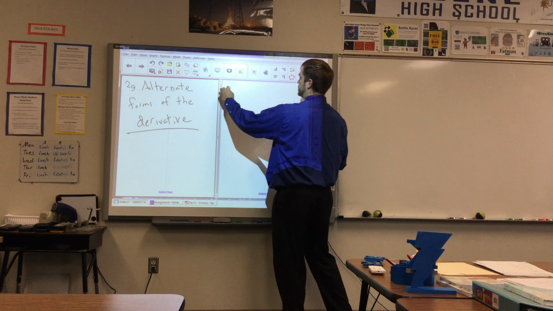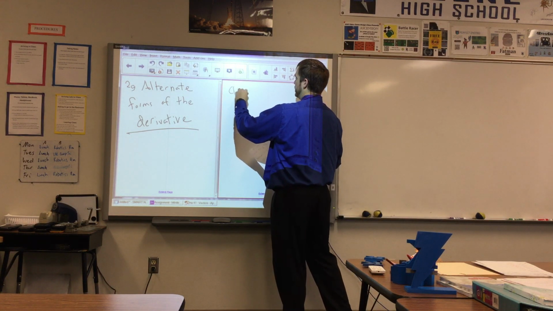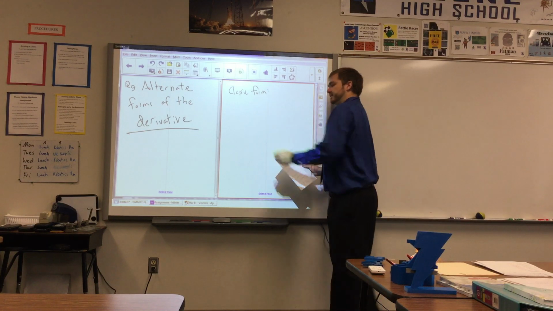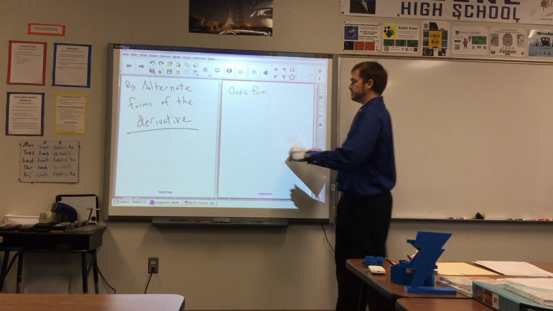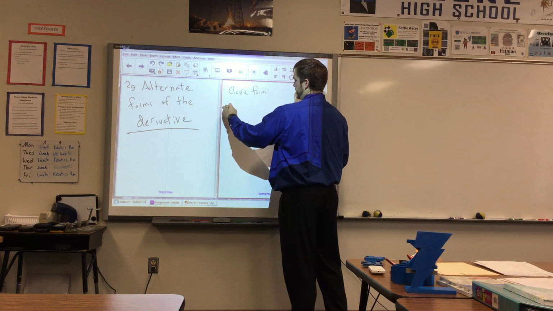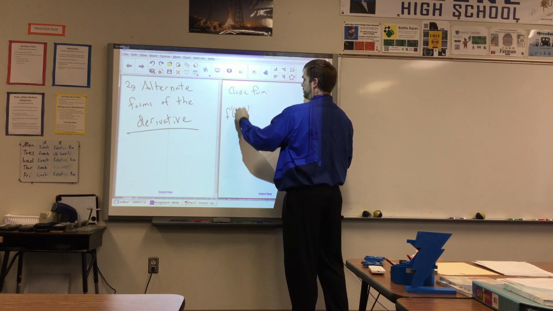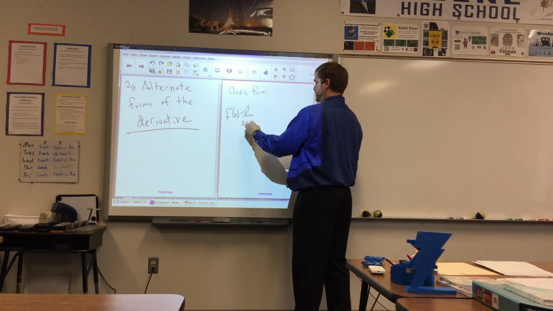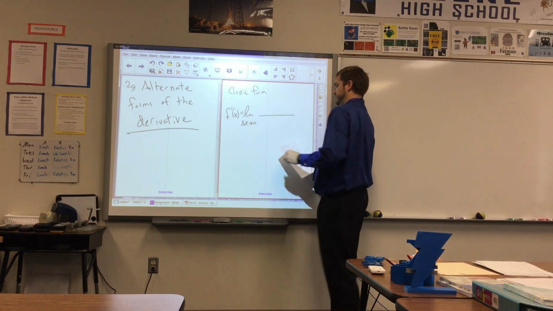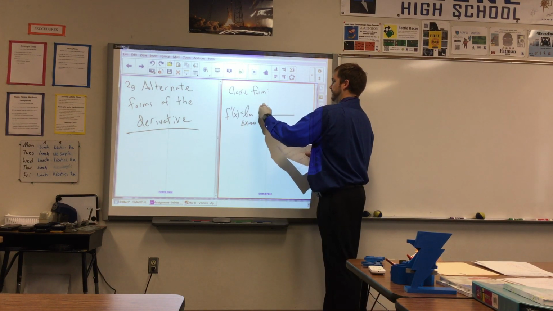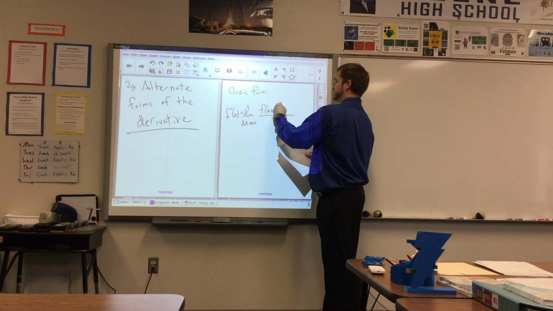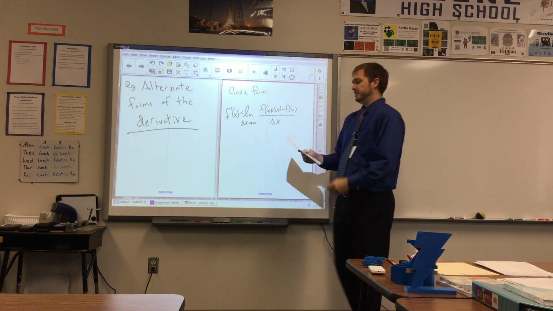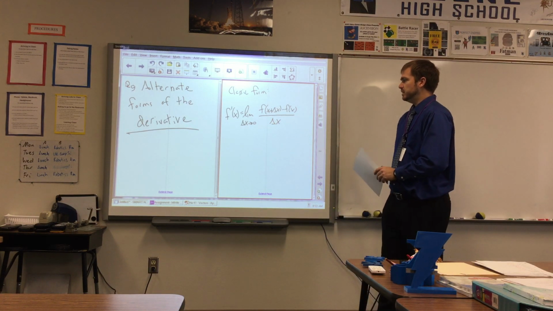So here we go, just as a reminder. This is the classic form of the definition of the derivative. It's what you already know. That is f prime of x equals the limit as delta x approaches 0 of f of x plus delta x minus f of x all over delta x.